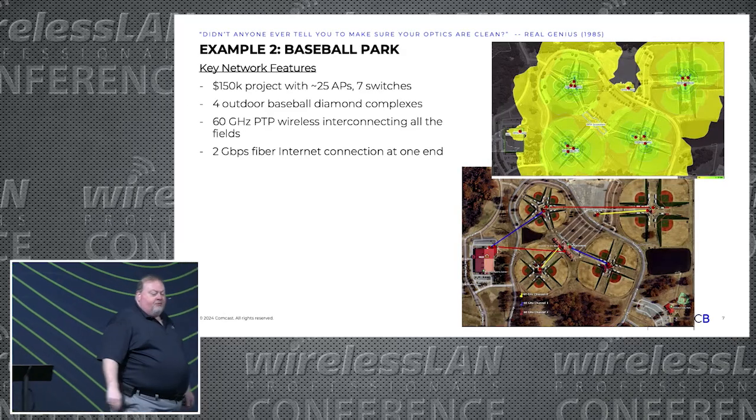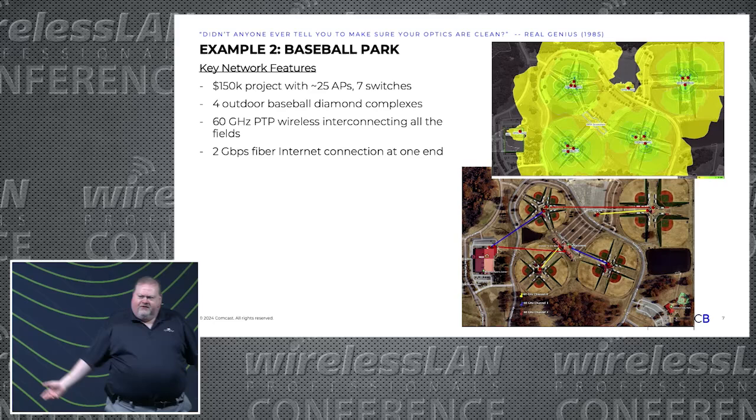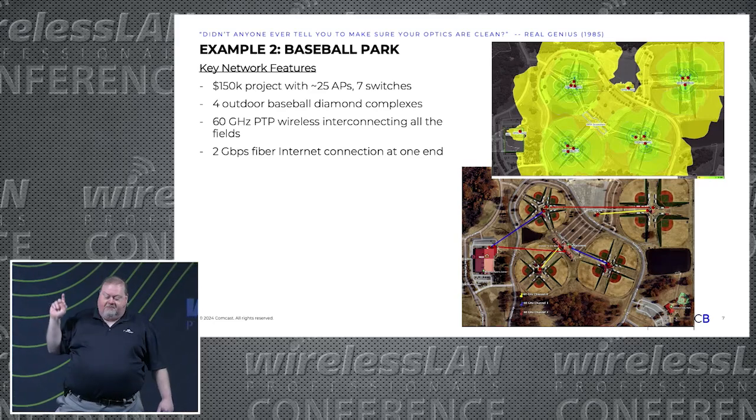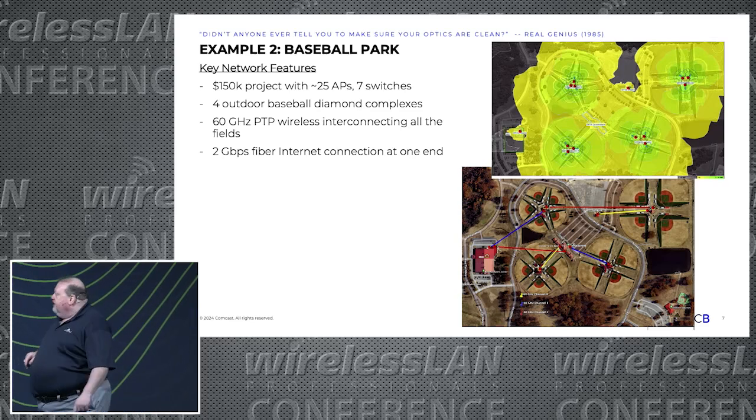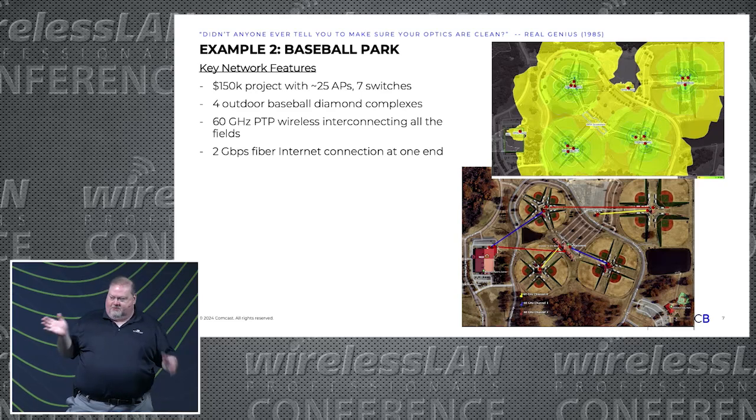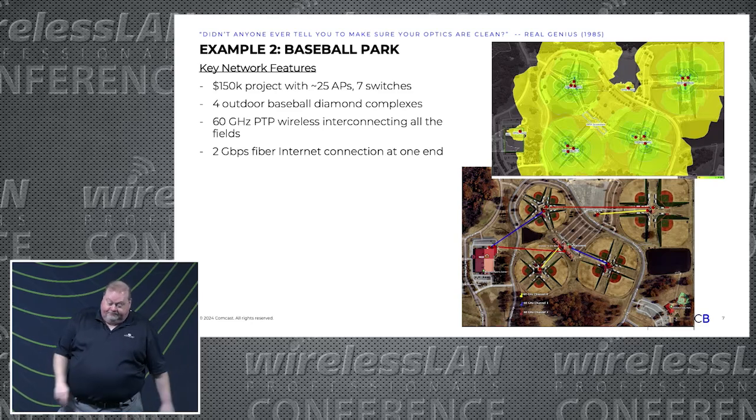Second example, baseball park. This was a $150,000 project, about 25 APs, 7 switches. Half of the APs were point-to-point links. Those are the lines that you see on the bottom. They were 60 gigahertz point-to-point links, and we had a 2 gig fiber at one end. I know it's hard to see without my pointer clicking, but you have an upper point-to-point path and a lower point-to-point path, right? Since they were 60 gigahertz links, they're each supporting a gig.